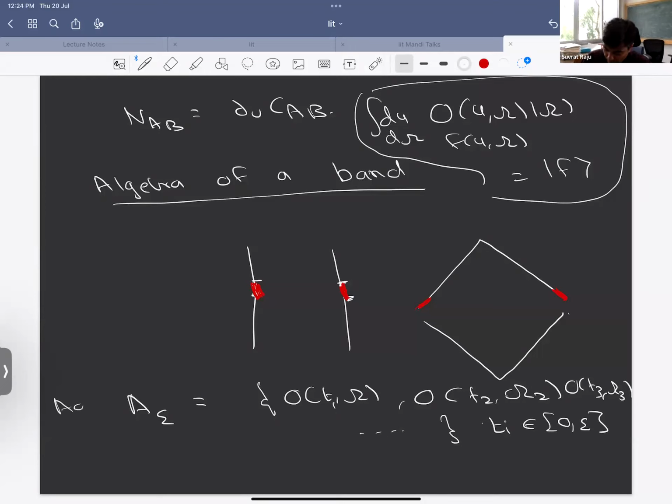Similarly, this is in flat space. In flat space, this algebra again consists of these products.